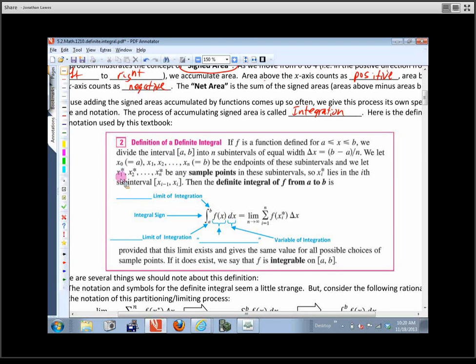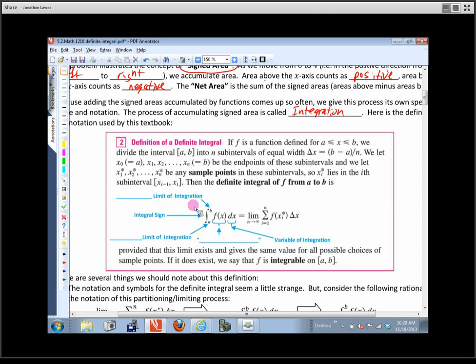And then we let x1 star, x2 star, and xn star be any sample point you want, any point where you want to find the function value. Now we've been pretty specific. We've done either left end point, right end point, or midpoint to evaluate the function to see how tall it is. This says you can pick any one you want. Okay? So it says x sub i star lies in the ith subinterval between x sub i minus 1 and x sub i. And then it says the definite integral of f from a to b can be represented like this.